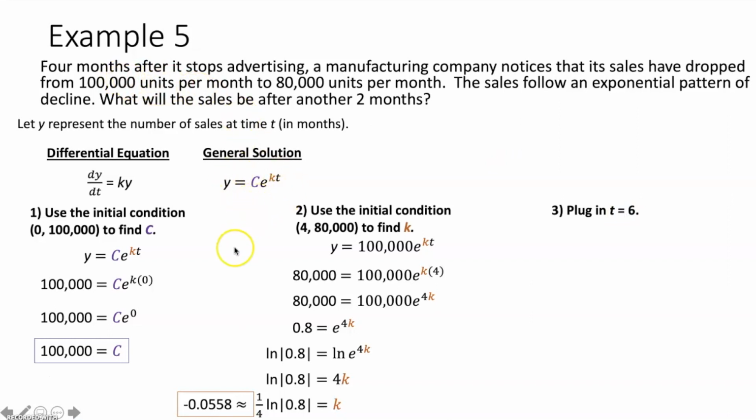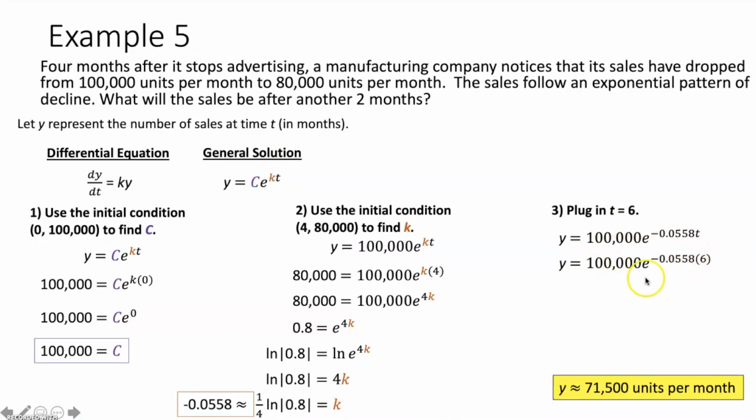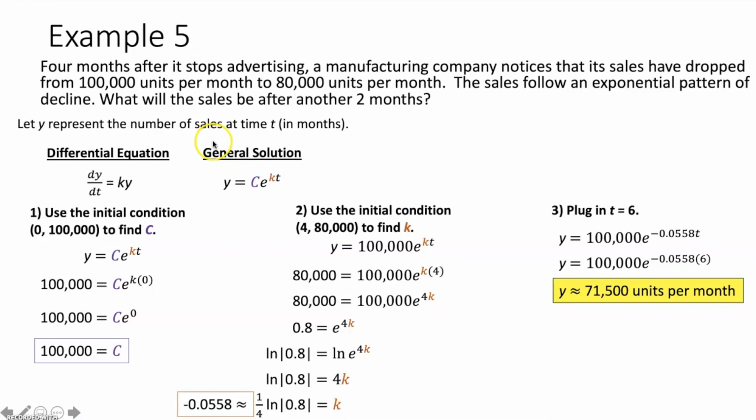So we take our particular solution, where we plugged in 100,000 for C and this value for K, and we plug in 6 for t to find the number of sales after 6 months. When we plug all of this in our calculator, we get y, the number of sales at time t, or after 6 months, is approximately equal to 71,500 units per month.